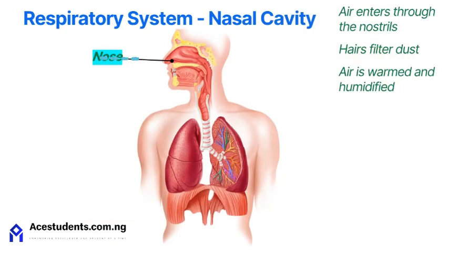Air first enters the body through the nostrils. Inside the nasal cavity, tiny hairs filter out dust and particles. The air is also warmed and humidified, making it suitable for the lungs.